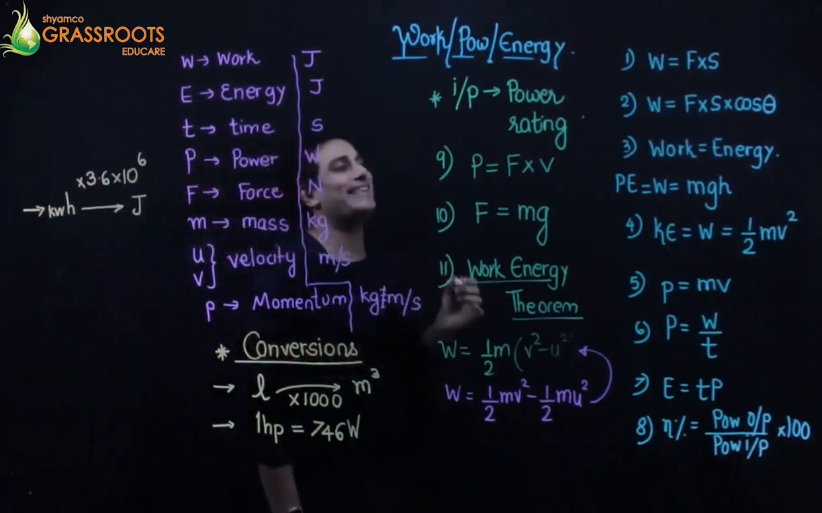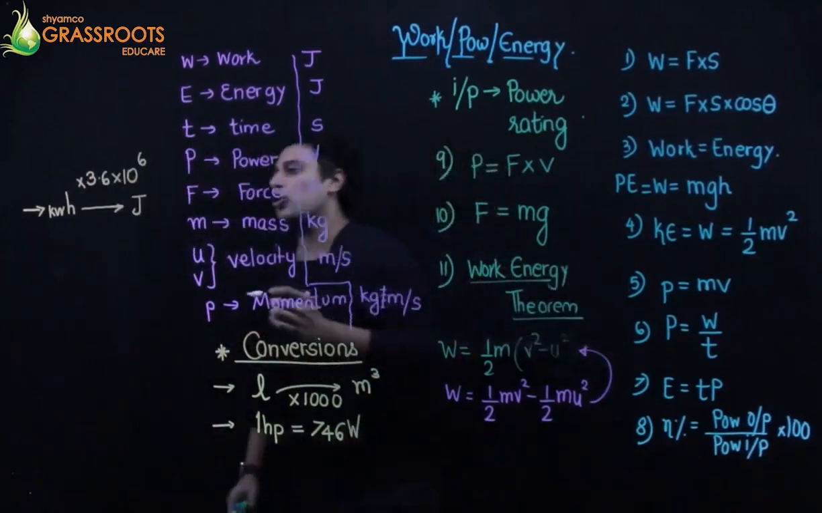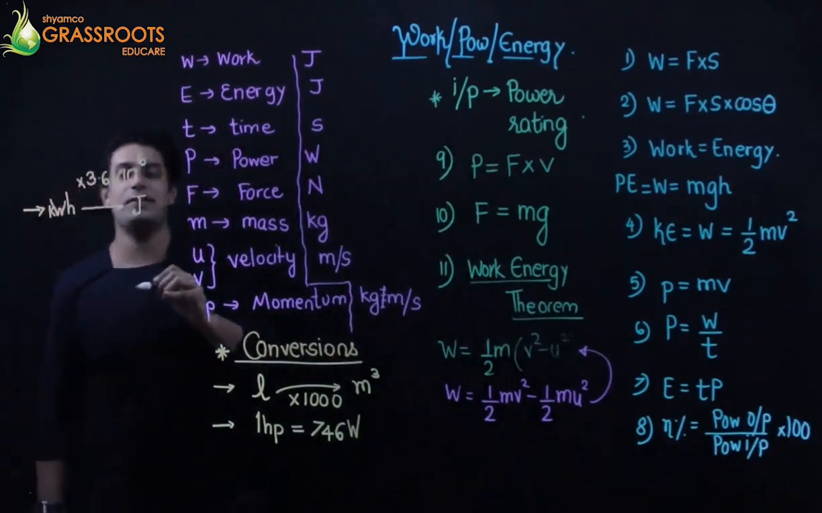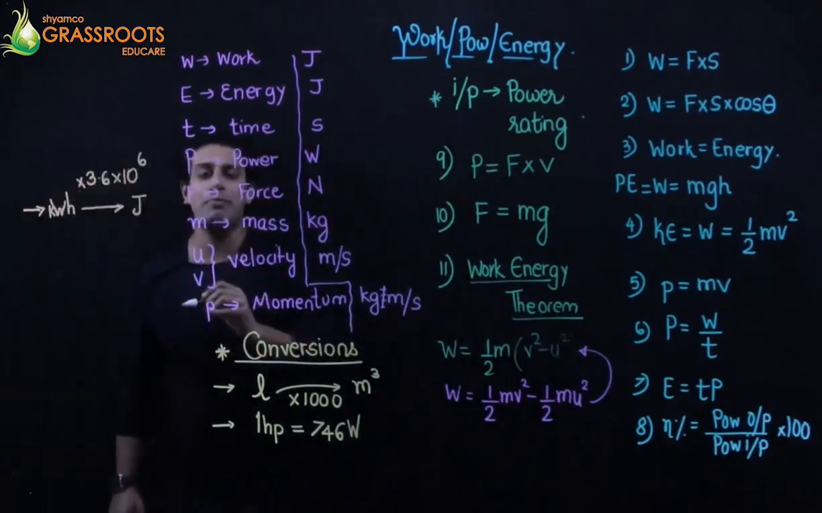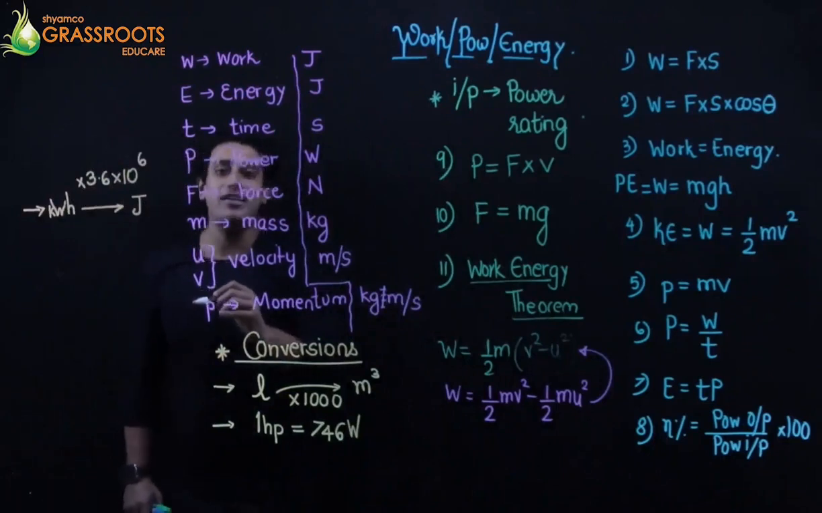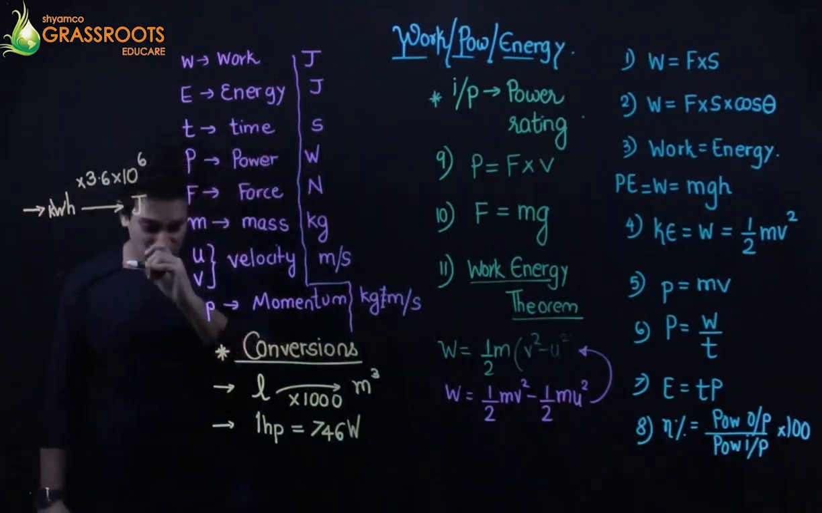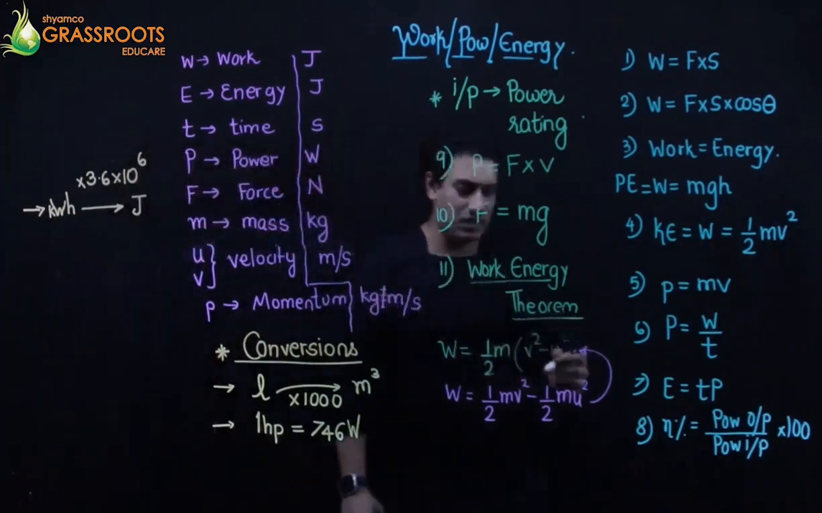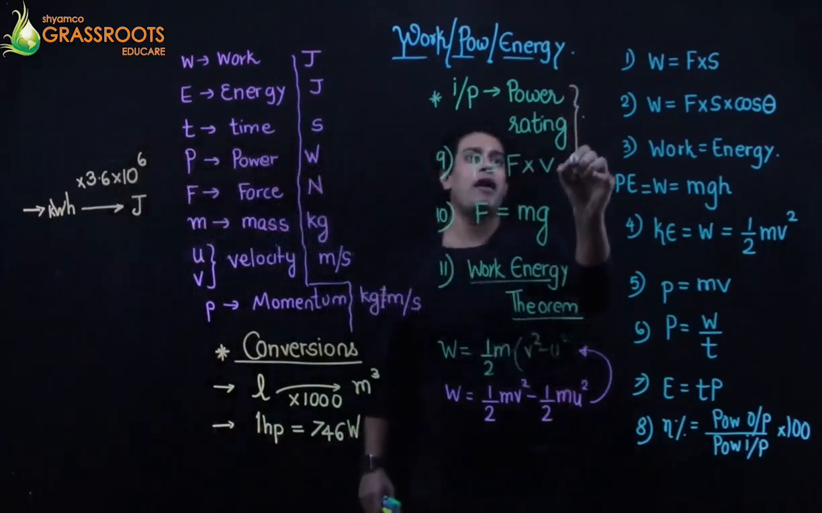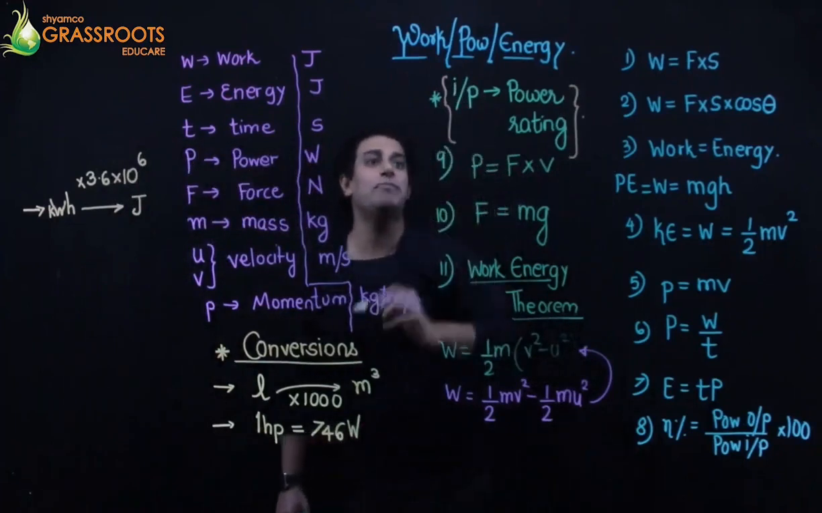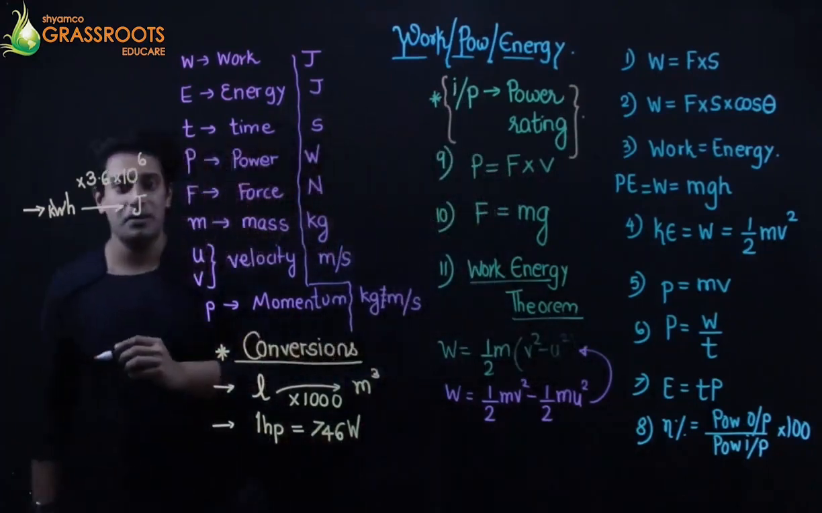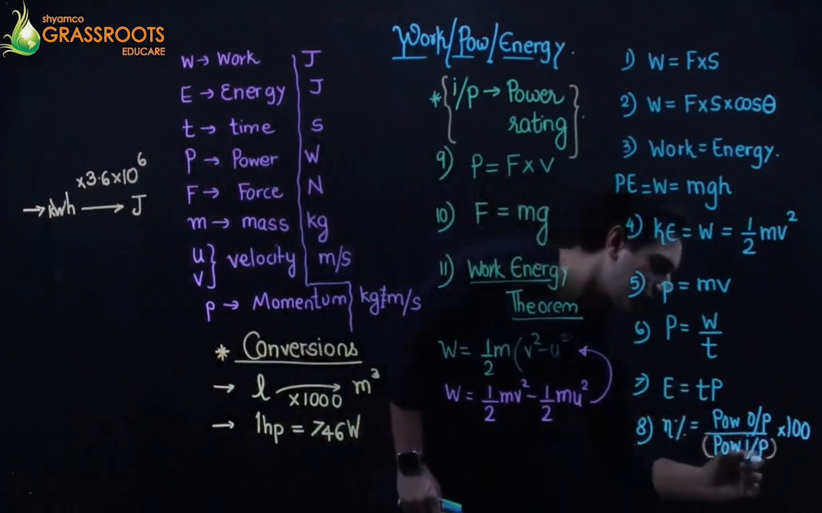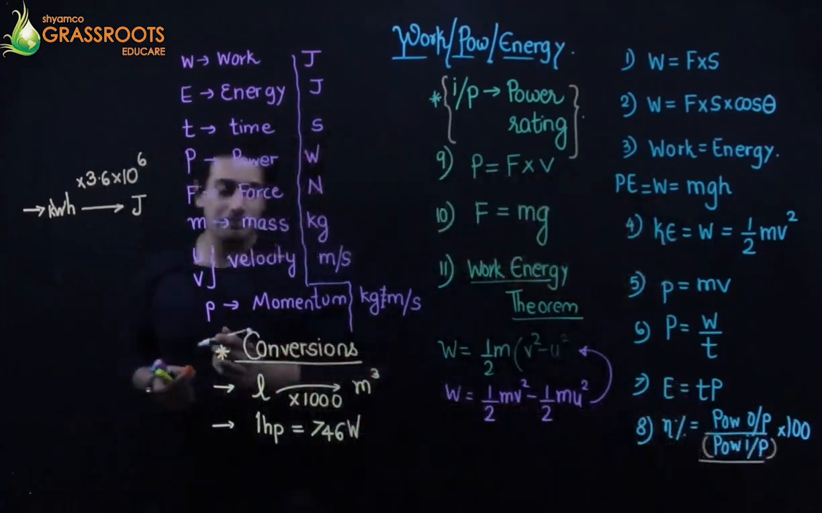If you want to convert a kilowatt hour, W is capital, K small, W capital, H small, to joule, multiply by 3.6 into 10 raised to 6. Okay, and just remember this part. Where is it gone? किधर गया? ये रहा. पावर रेटिंग का दूसरा नाम है इनपुट पावर या आउटपुट पावर का कोई नाम नहीं है. This power input is also called power rating, right?